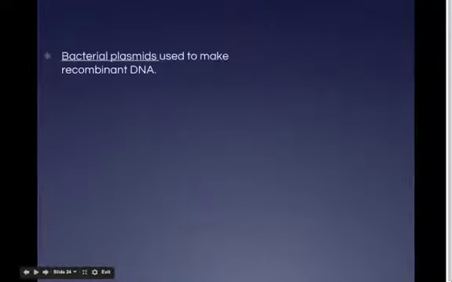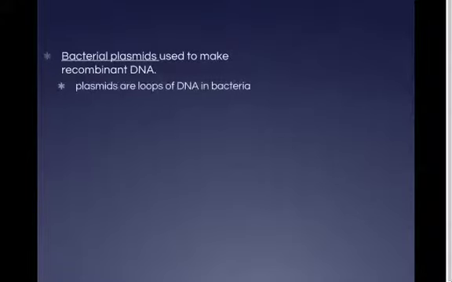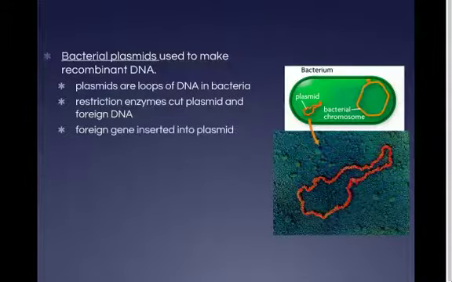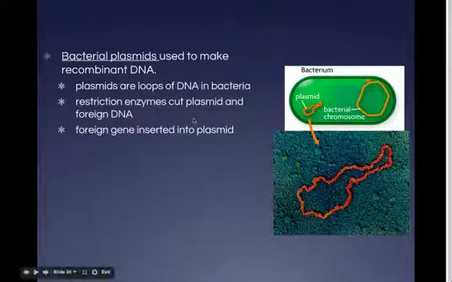Okay, so bacteria plasmids are used to make recombinant DNA. So that's kind of what I showed you a picture of in that first one. In that first picture, the plasmids are loops of DNA in that bacteria, and we use a restriction enzyme to cut out the plasmid from that bacteria, and then we insert the new gene into the plasmid.